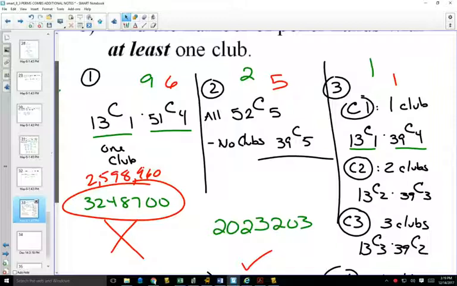Each of those ones that are left will have at least one club. No, this will give you at least one club because we're taking out all the ones without clubs, and then you'll be left. So strategy 2 is the most efficient. Using the not strategy in the combinations is the most efficient. The cases does work as well.